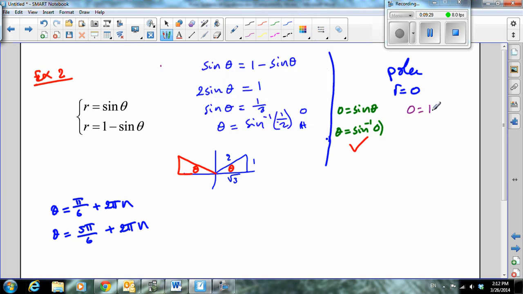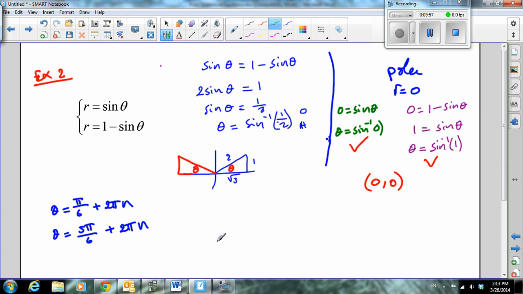0 is equal to 1 minus sine of theta. So 1 is equal to the sine of theta. The sine of a number is always between -1 and 1, so it's possible, because theta is equal to the sine inverse of 1. Once again, this is possible. When they're both possible, it means that the pole is a solution, and the pole is always at (0, 0).